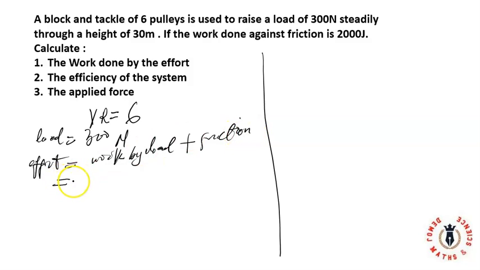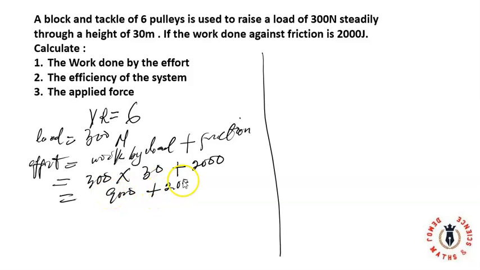Now, work done by the load is equal to the load in newtons times the height covered. That is 300 times a height of 30 meters. Now, plus my friction, work done against friction is 2000 joules. That's plus 2000. That gives me 9000 plus 2000. So that the total effort for this system is 11,000 joules.